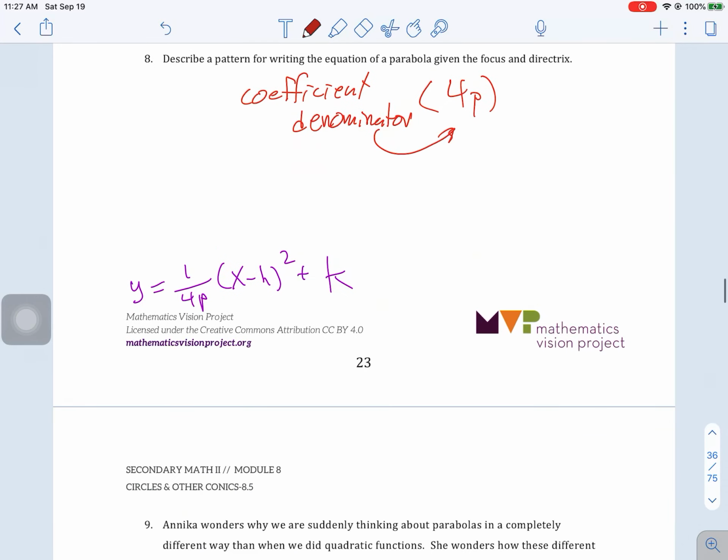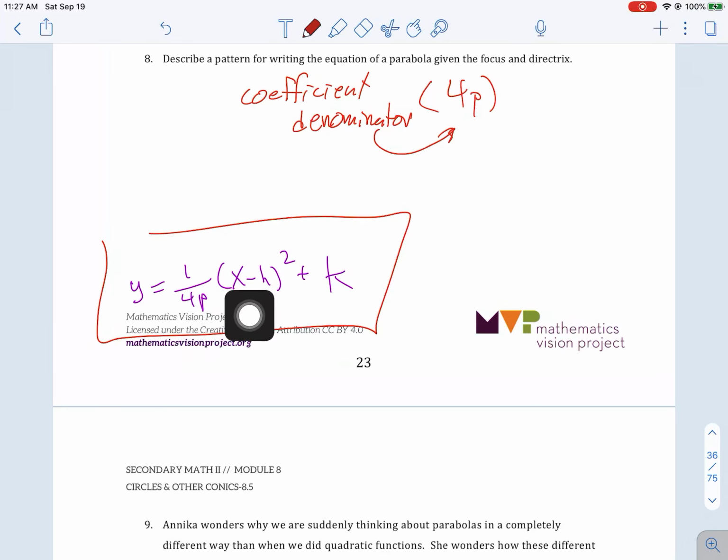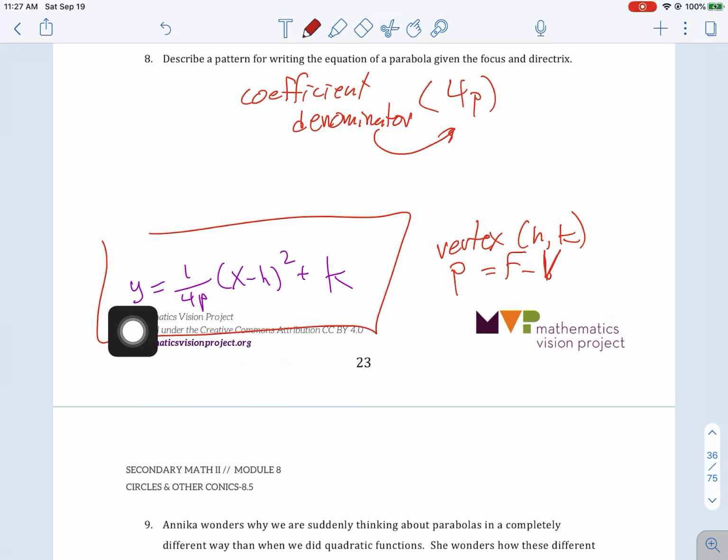And so as an example, this is a way to write all quadratics that are vertical, where if you figure out that p-value, you can just write the equation. If you know the vertex h, k, and p is the distance between the focus point and the vertex, right? Then you can use this equation. The coefficient is 1 over 4p, x minus h squared plus k. You'll notice this is in vertex form.